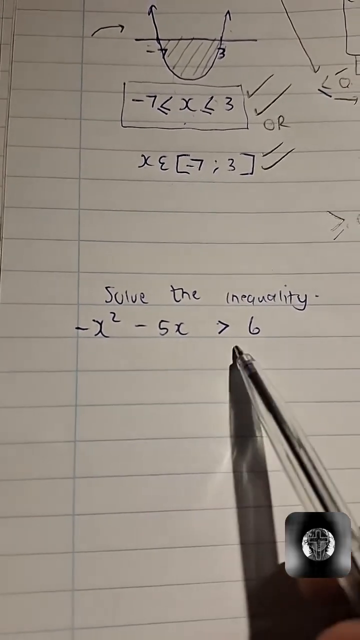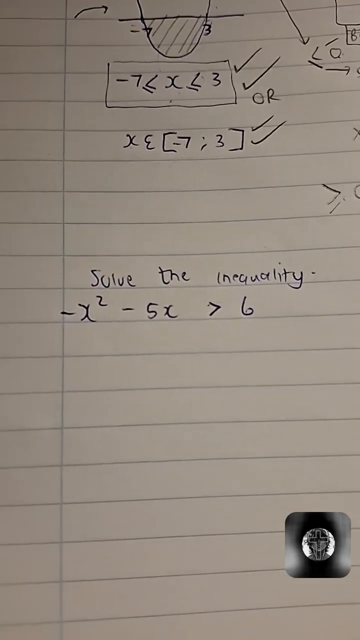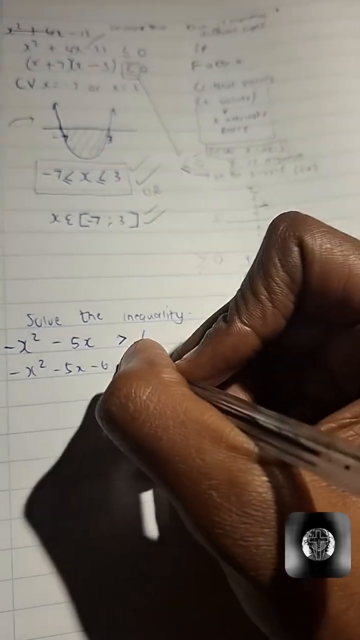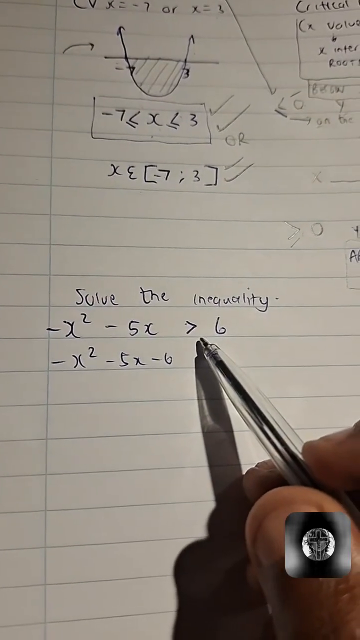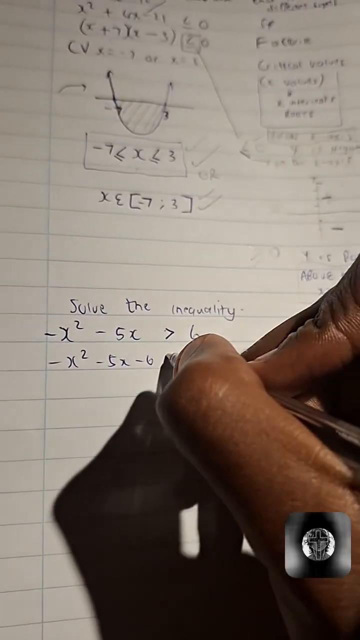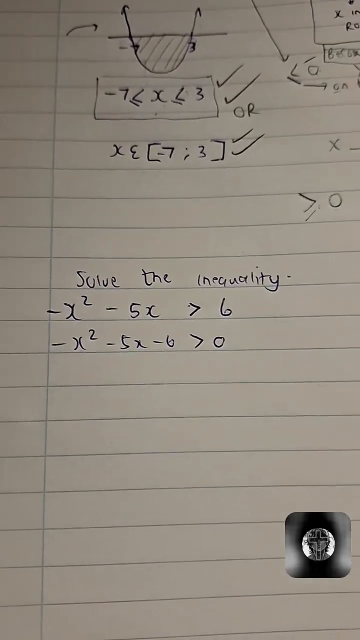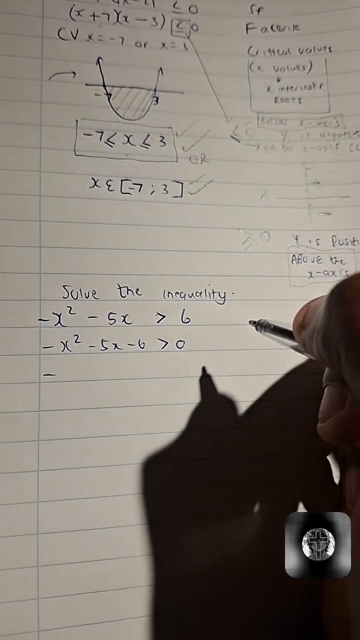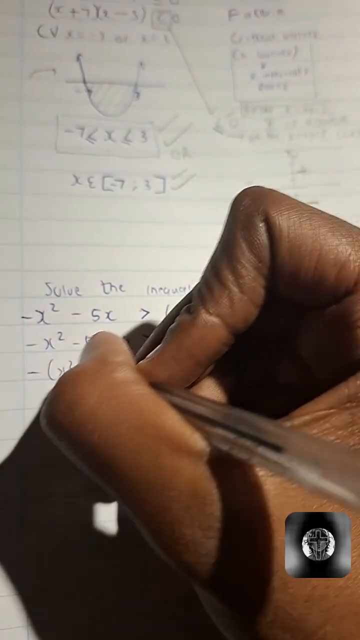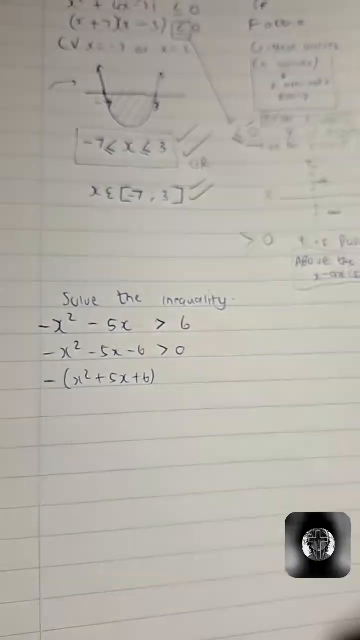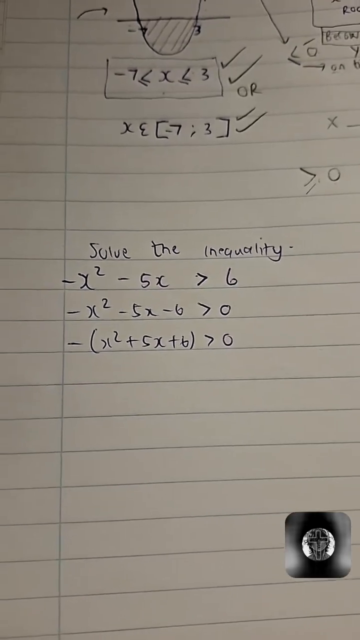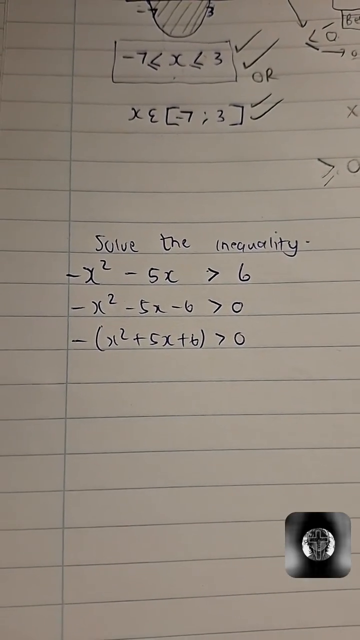Take me through. Okay, so first you take the 6 to the other side. So it says negative x squared minus 5x minus 6 is less than 0. Is it less than 0 or bigger than 0? No, I meant bigger than. And then you are going to take the negative out. So it will be x squared plus 5x plus 6. So then it will be x plus 1 and x minus 6, will it not?